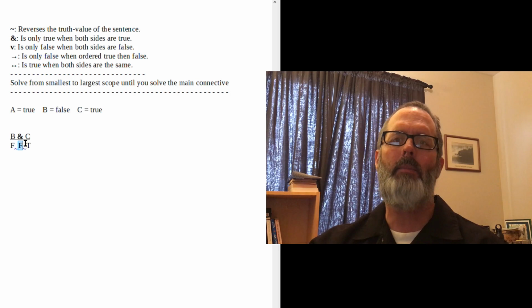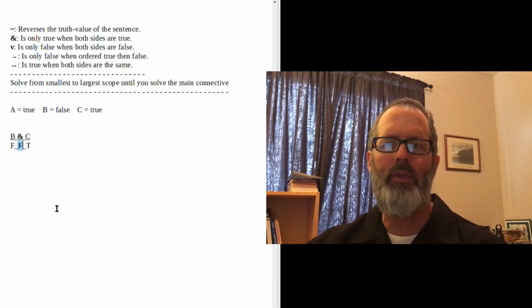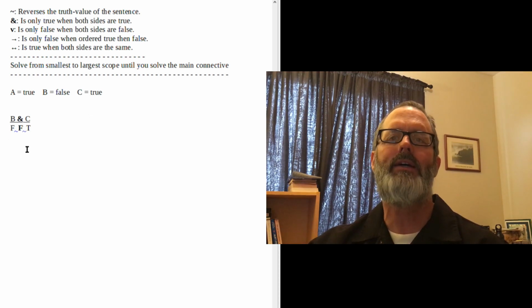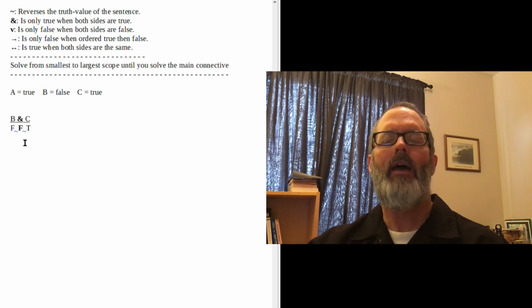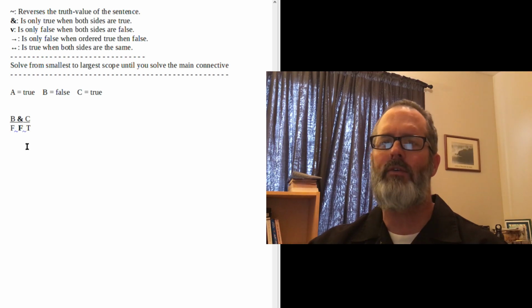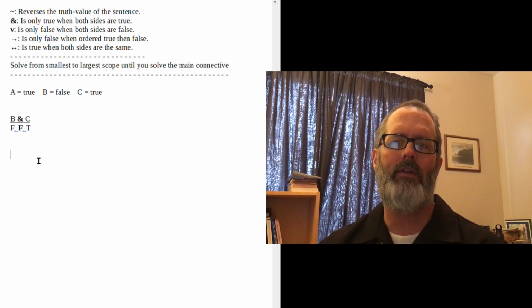If you are working on paper, when you reach the main connective, please circle the final value and only the final value. So what do we have? Our sentence is complete. This sentence in this world that I've made up is false. Do you see it? An and is only true when both sides are true, so this and, because both sides are not true, is false. This and sentence is false. All right. Let's bring up another sentence.